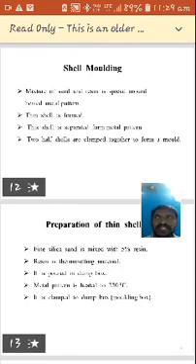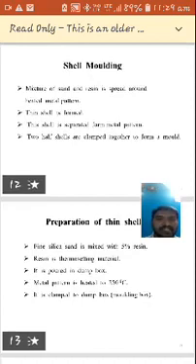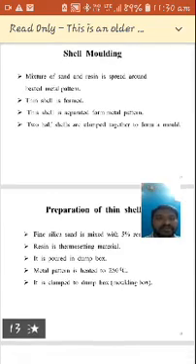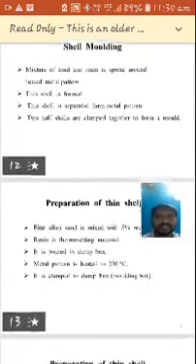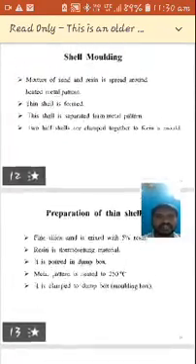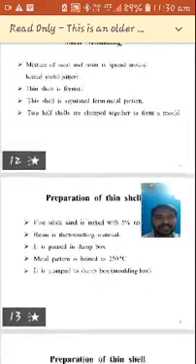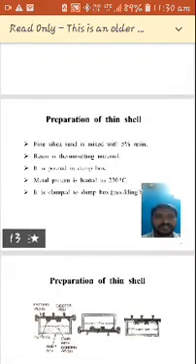See here, the shells are formed in halves. After separating the shell from the metal pattern, the separated shells are clamped together. Then they form a mold. So that is the shell molding process. The name indicates itself, it is shell molding. We prepare the shell by using a heated metal pattern, and after that comes the preparation of thin shells.